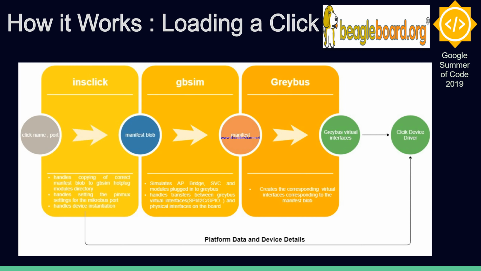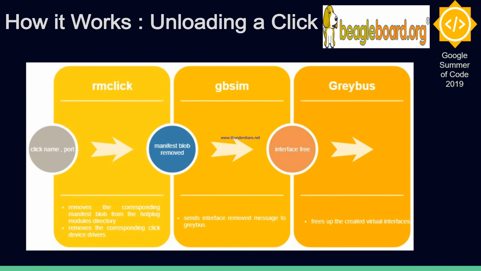The kernel Greybus drivers set up and create the corresponding virtual interfaces required for the click device according to the manifest and load the device drivers. The rmclick command line utility is used to unload a Greybus interface and remove the corresponding device drivers.